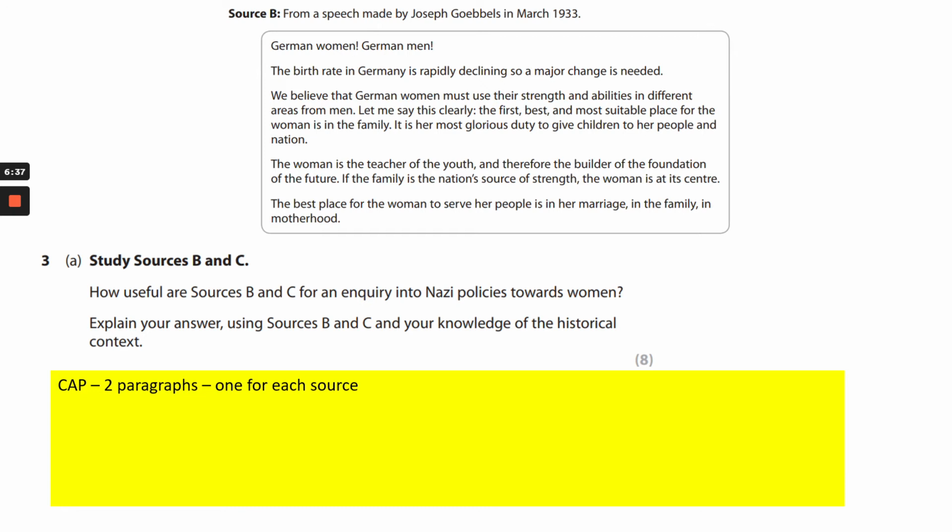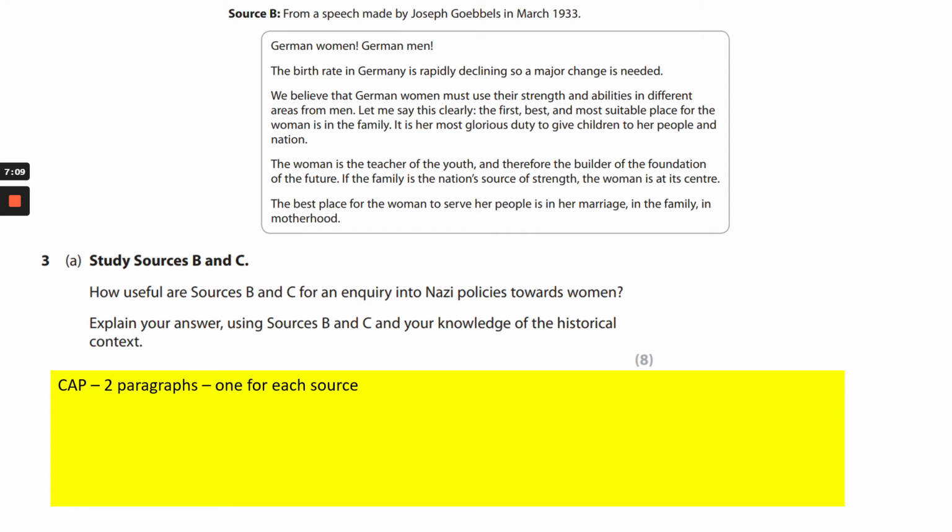Now, the next question is to do with sources, and all the rest of the questions are on sources and interpretations. This one is the useful question. How useful are sources B and C for an inquiry into Nazi policies towards women? Now, again, we've got to look at the question. So it would be easy to just write this whole thing about women, to write about the experience of women. This question is not really about the experience of women, it's about what Nazis wanted women to do.